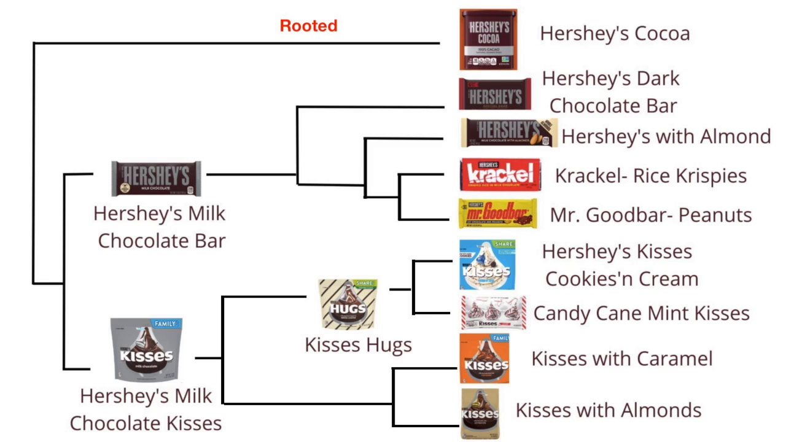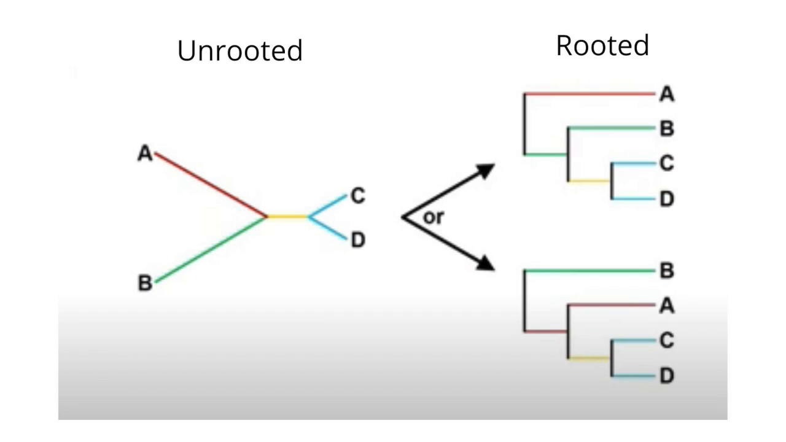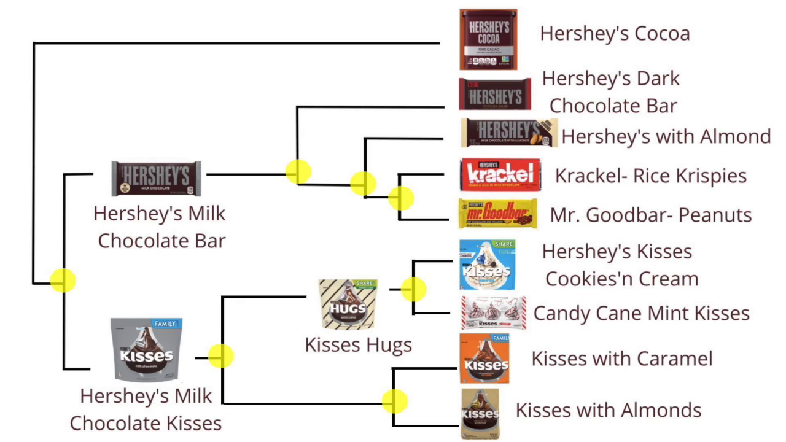In a rooted tree like this one, we know the distance between the different groups, and we can see where the divergence occurred. In unrooted trees, you know the distance between the groups, but not necessarily when the species split off from each other. The point at which the two species diverge from a common ancestor is called an internal node. Here you can see that early on, Hershey's cocoa diverged into Hershey's milk chocolate bars and Hershey's milk chocolate kisses.